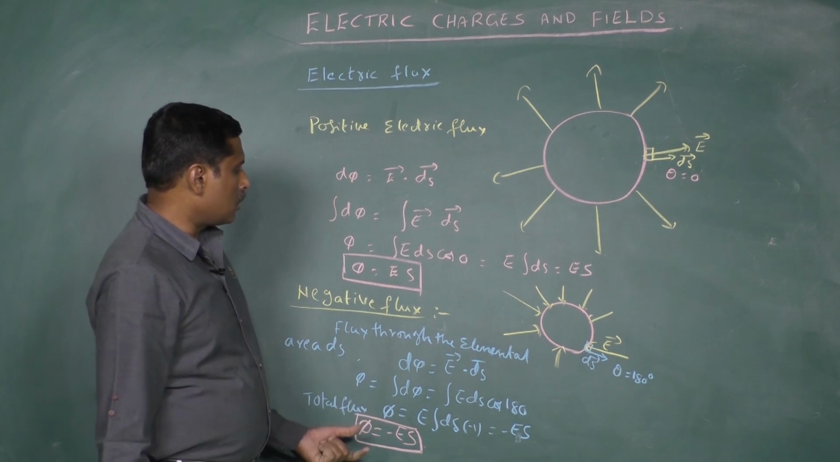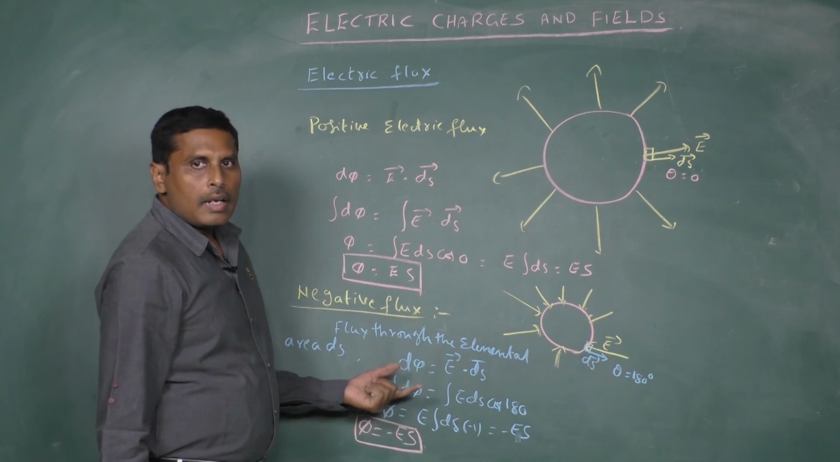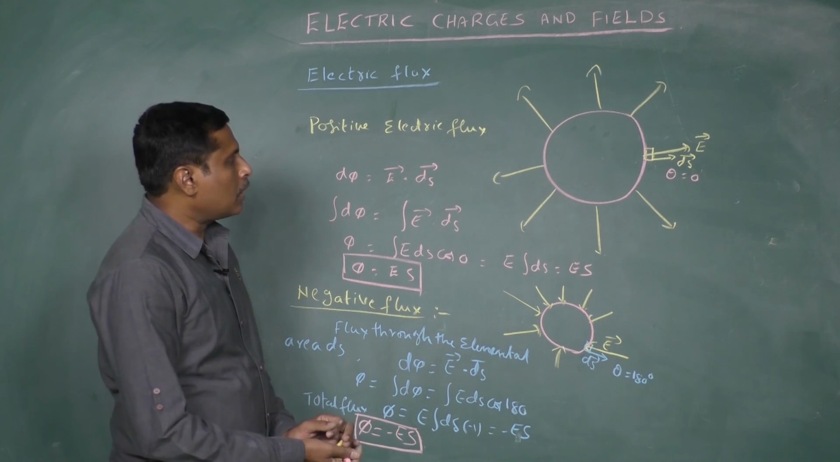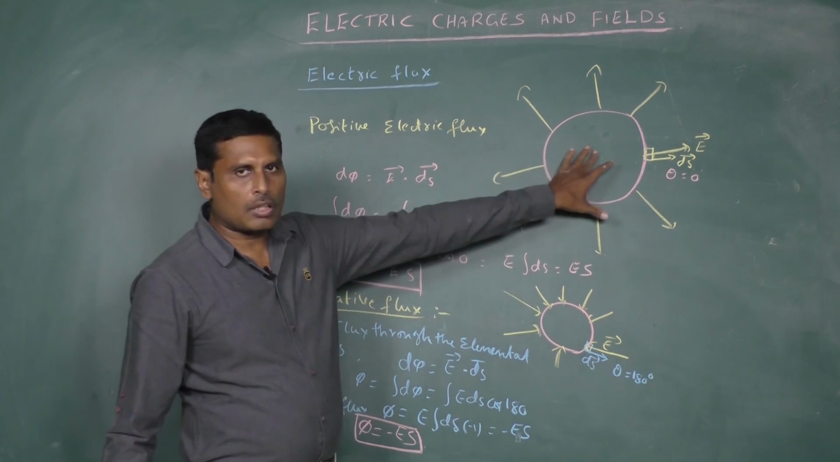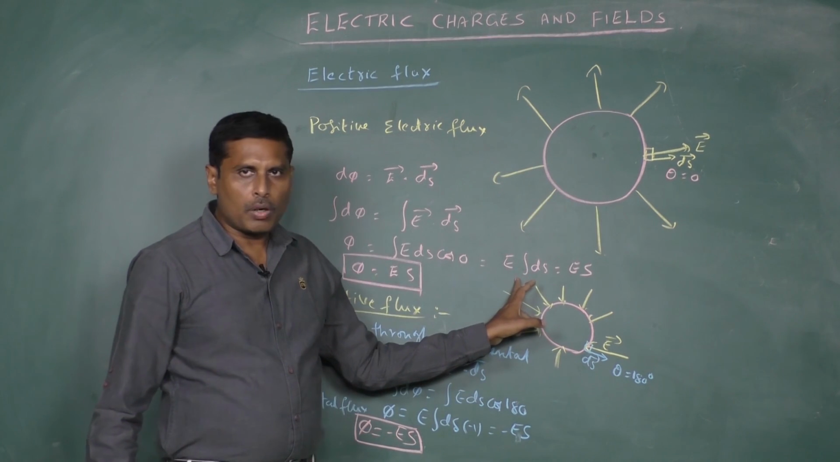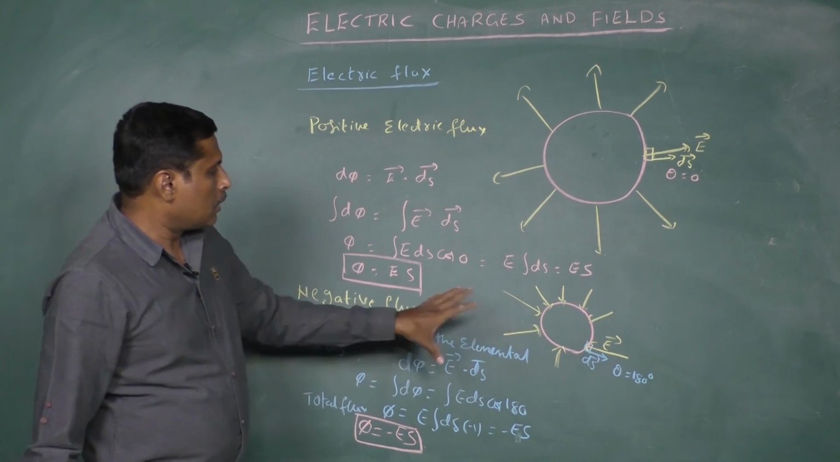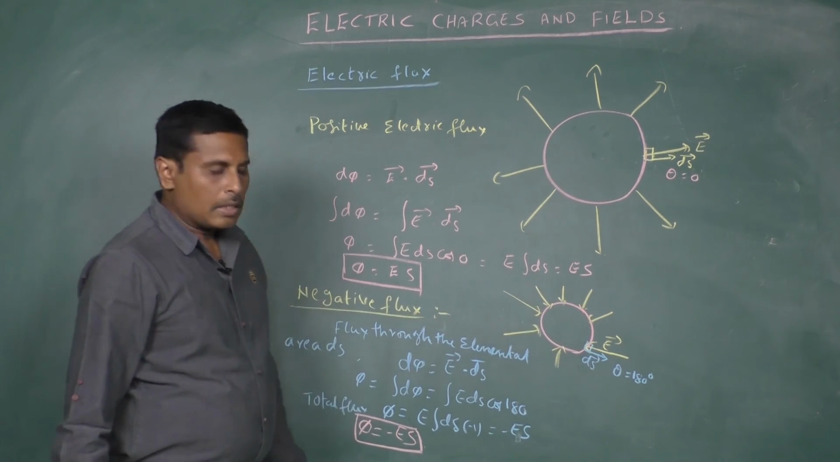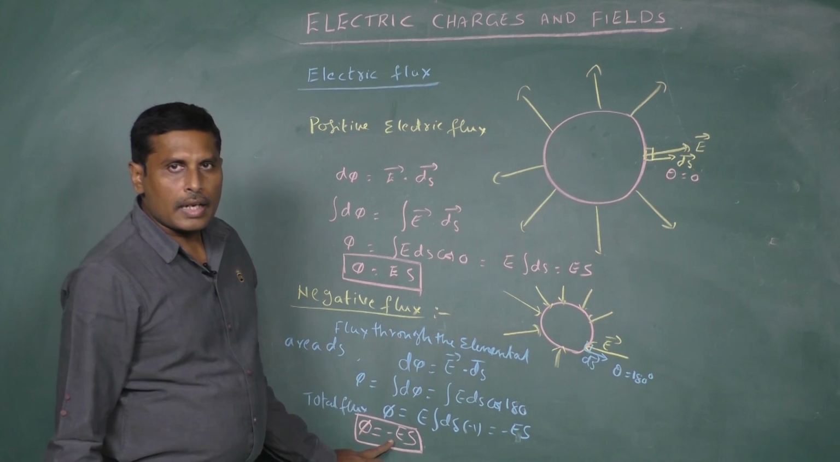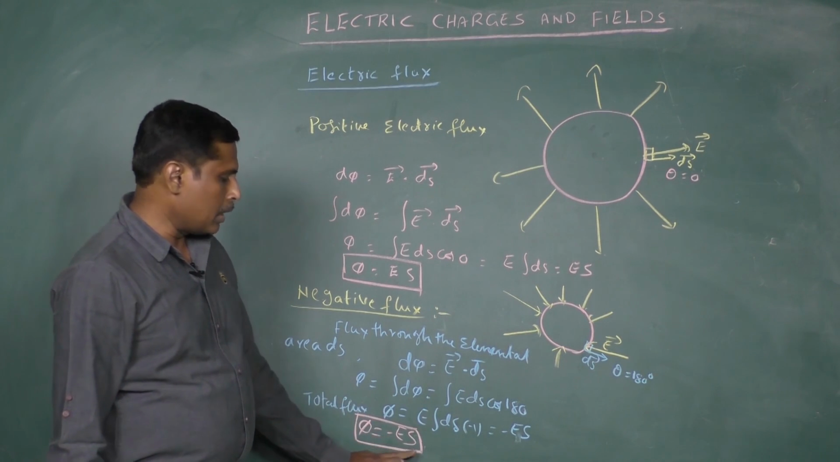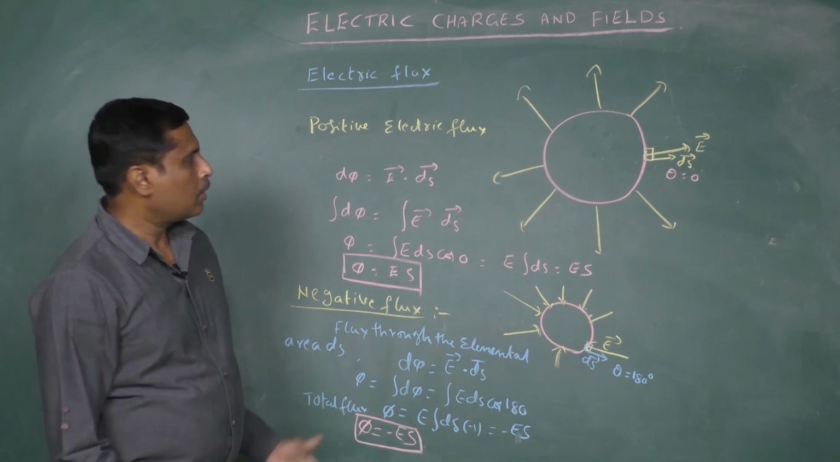So this is about the positive flux and negative flux. If the flux is away from the closed surface, it is taken as positive. If the flux is into the closed surface, then the flux is taken as negative. Phi is equal to minus E S. Have a look.